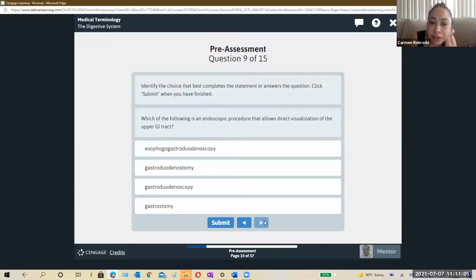Which of the following is an endoscopic procedure that allows direct visualization of the upper GI tract? The esophagogastroduodenoscopy, gastroduodenostomy, gastroduodenoscopy, or gastrotomy. Yeah, that's what we talked about.